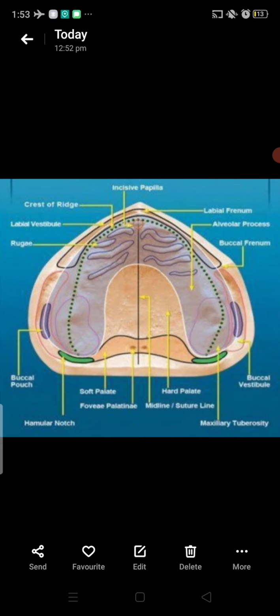Today is the second video of a rapid revision course of prosthodontics complete denture. Today we will discuss the anatomical landmarks of the maxilla. For construction of the best maxillary complete denture, first we should know the normal anatomical landmarks of the maxilla. Today we will study this topic in a sequence.